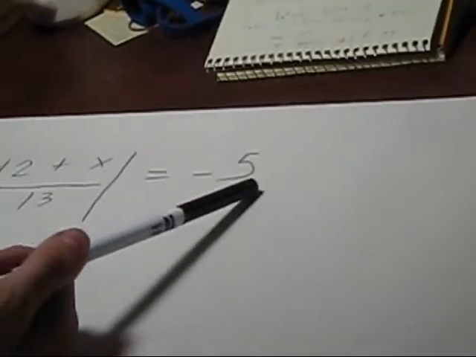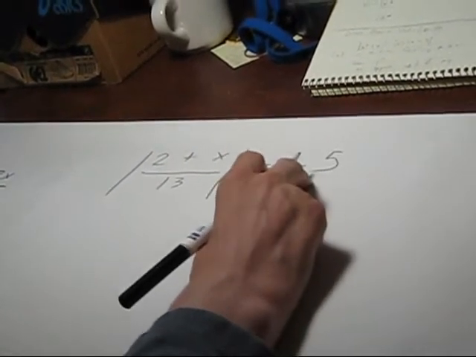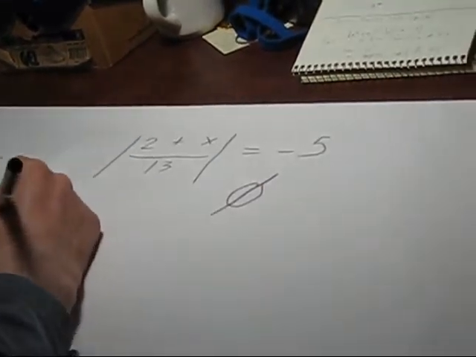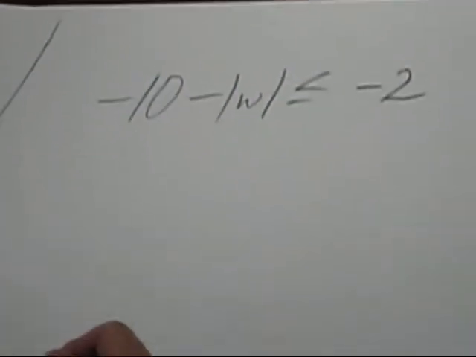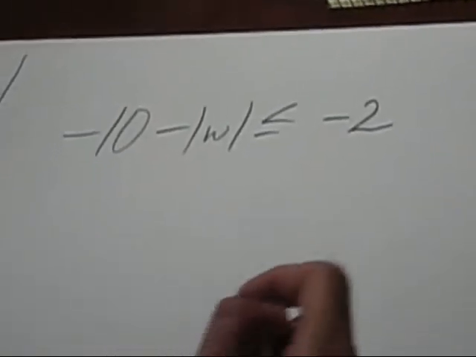So can distance ever be negative? No. So there is no x whatsoever that we could plug in here that will ever give us a -5 out. So the answer is empty set. Okay, another trick problem. -10 minus the absolute value of w is less than or equal to -2.